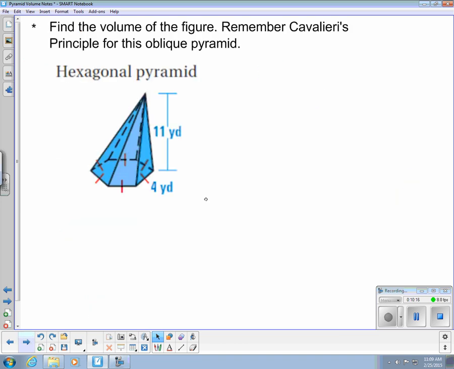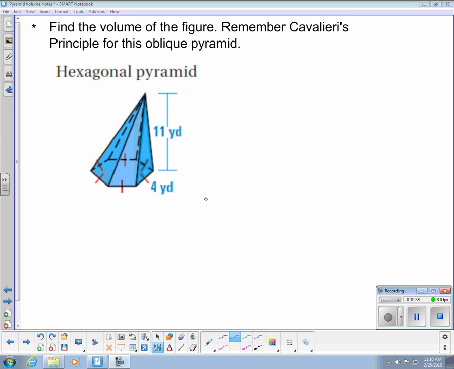All right, so here is an oblique pyramid, okay? Now, even though it's an oblique pyramid, all right, so here is an oblique prism. We can tell because it's kind of slanted to the top, but it is giving us this 11 yards. That 11 yards represents the height of the whole entire pyramid. It's not the lateral edge, it's not the slant height, it's just the height.